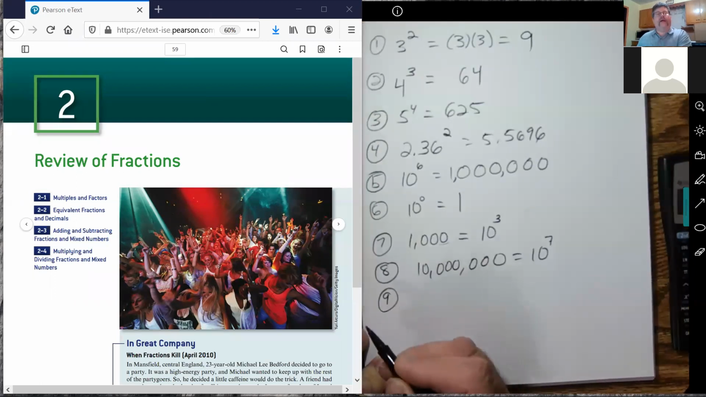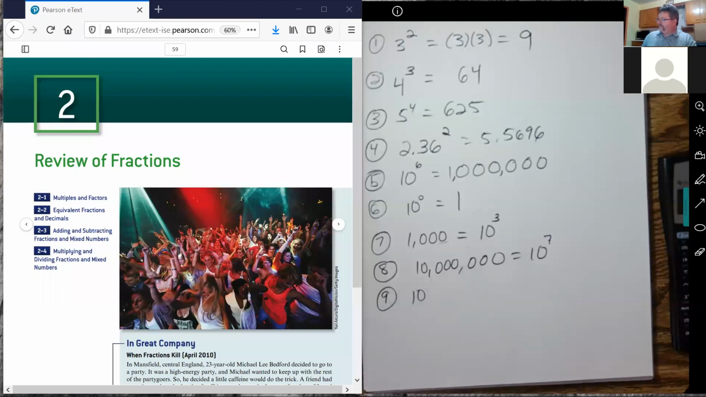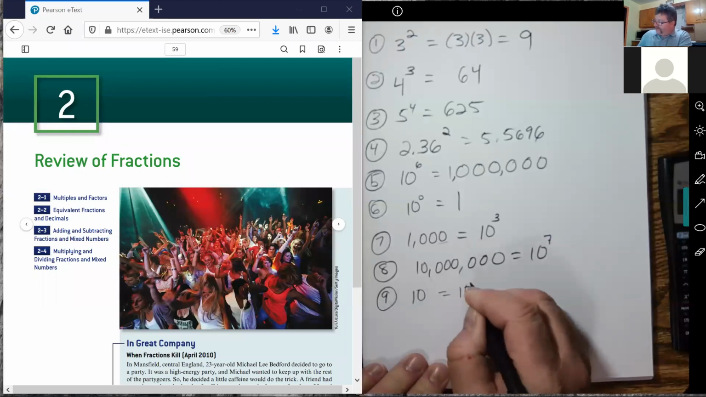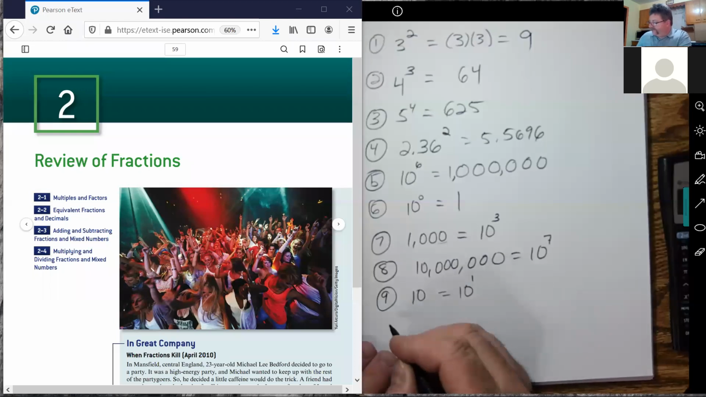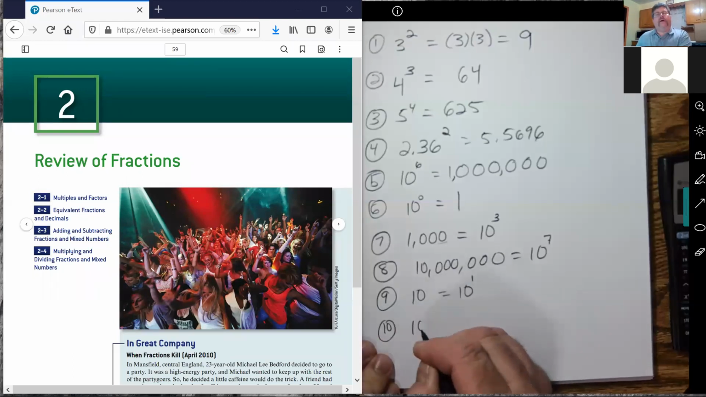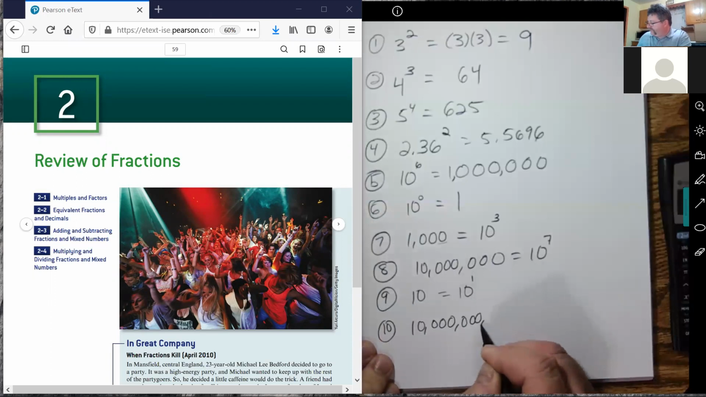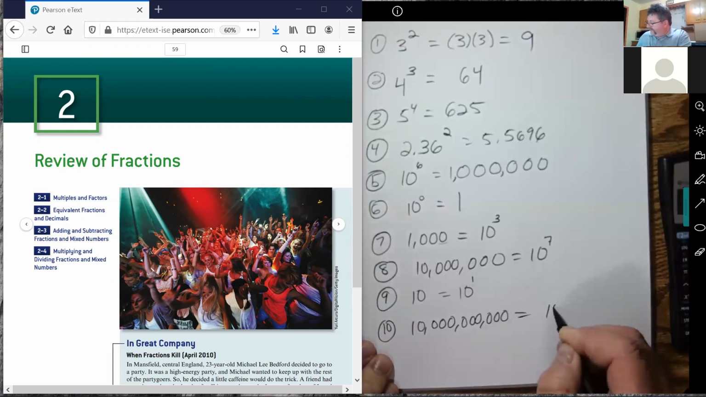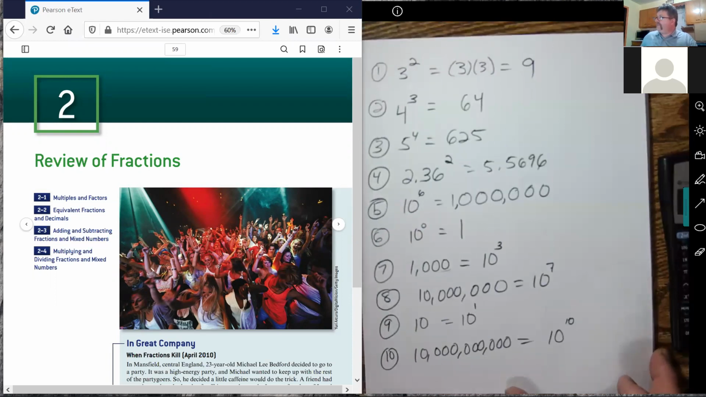Okay, number 9 has got just 10. And you say, how do you write 10 in exponential form? Well, that's going to be 10 to the power of 1. Right, and then finally 10. What do I have here? 1, 2, 3, 4, 5, 6, 7, 8, 9. I've got 10 zeros after that 1, right? So that's going to be 10 to the power of 10. Okay, everybody happy with those?